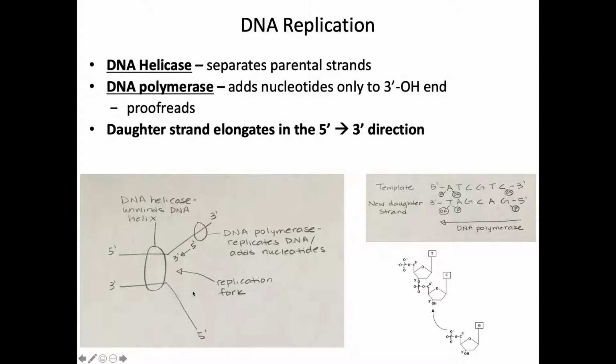And then also, when your DNA helicase unwinds the helix, you have this strand opening up from this strand that's separating, and you get what's called a replication fork. A replication fork kind of resembles a utensil fork.